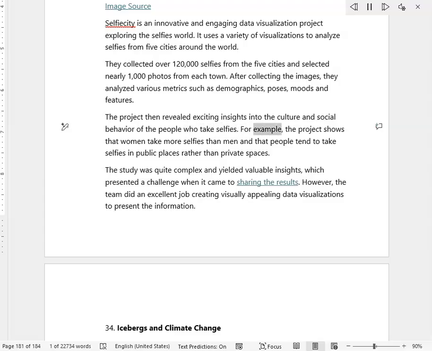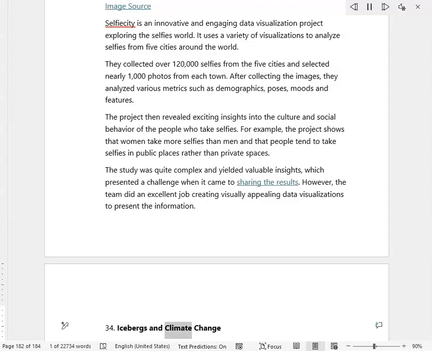For example, the project shows that women take more selfies than men and that people tend to take selfies in public places rather than private spaces. The study was quite complex and yielded valuable insights, which presented a challenge when it came to sharing the results. However, the team did an excellent job creating visually appealing data visualizations to present the information.